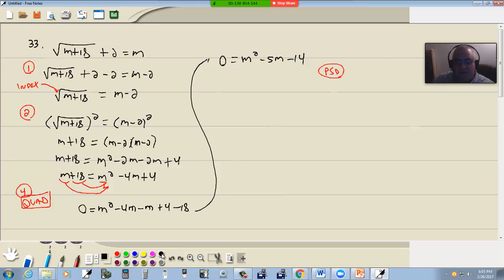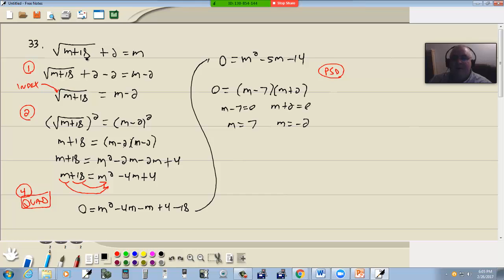This will factor. The factors are m minus 7 times m plus 2. Get 0 on one side, you factor the other side. We set each factor equal to 0. M minus 7 is equal to 0. M plus 2 equals 0. Which gives us m is equal to 7 and m is equal to negative 2. Maybe. Because remember our last step is to check our answers.